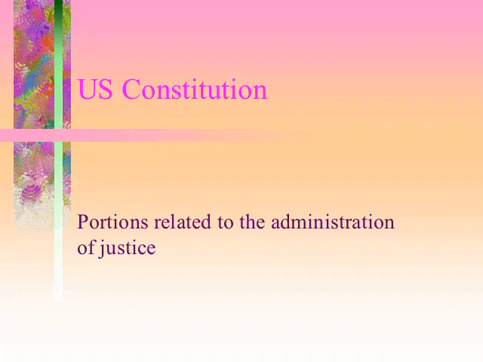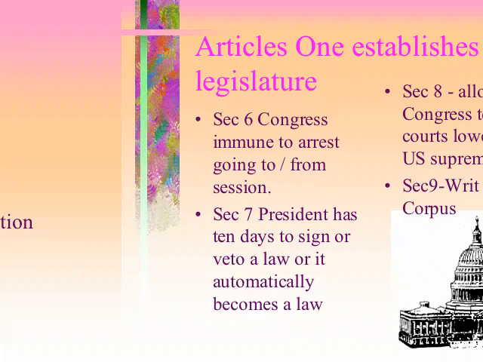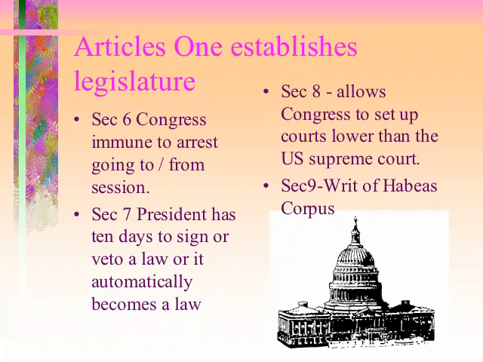U.S. Constitution, portions related to the administration of justice. Article 1, Section 6 basically says this: Congress is immune to arrest going to and from sessions, meaning that you could not arrest a congressperson on the way to make law. It protected them going to and from. It was thought that it would prevent the government from stopping what the people would want to have done in sessions of Congress.